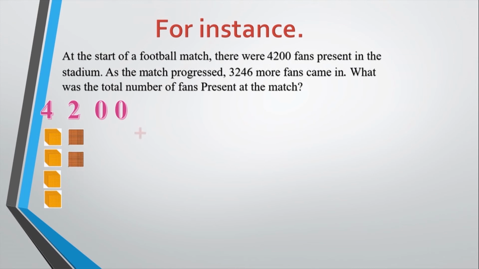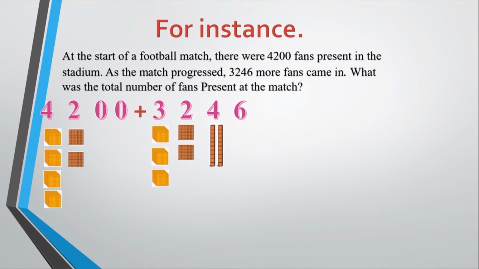4,000s. Good. 200s. And we have no tens, the ones is represented by the 0. We have our 3,000s, 200s, we have our 4 tens, and we have our 6 ones. This will be the number sentence when you have finished breaking down.